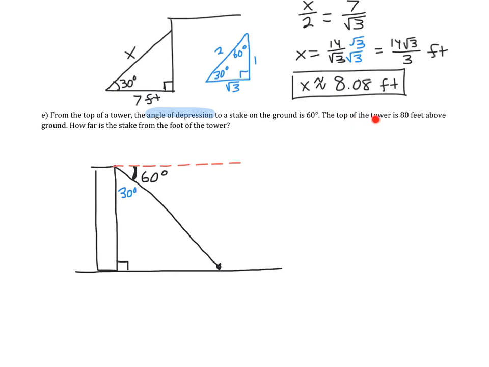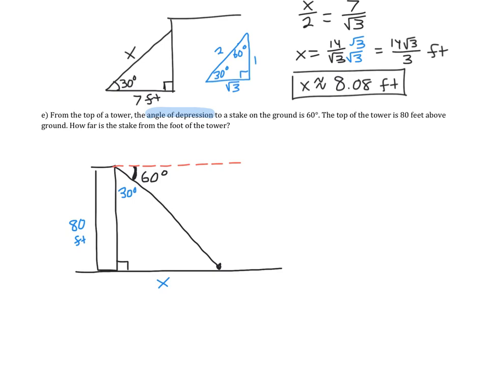It says the top of the tower is 80 feet above the ground. So this length is 80 feet. And they would like us to find how far the stake is from the foot of the tower. So they would like us to find this distance. So we can use this angle. Again, we have another 30, 60, 90.